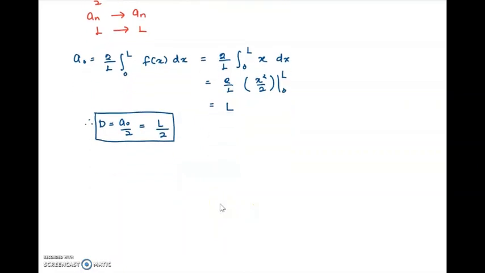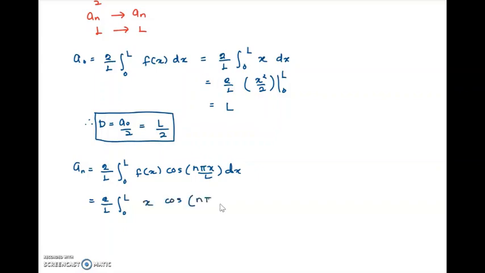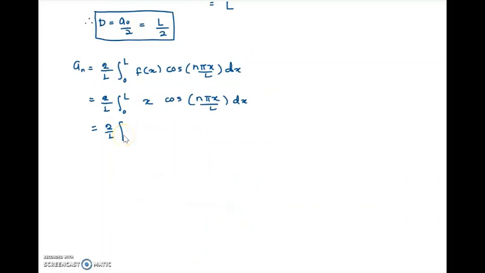So now what's left is the an. By the Fourier series, an is 2 over L, integral from 0 to L, f(x) times cos n pi x over L dx. So in our case, we have 2 over L as well, the limit is 0 to L, then our f(x) is x times cos n pi x over L dx. So again, this is by parts, tabular. Make sure you have this by the tabular or by parts.